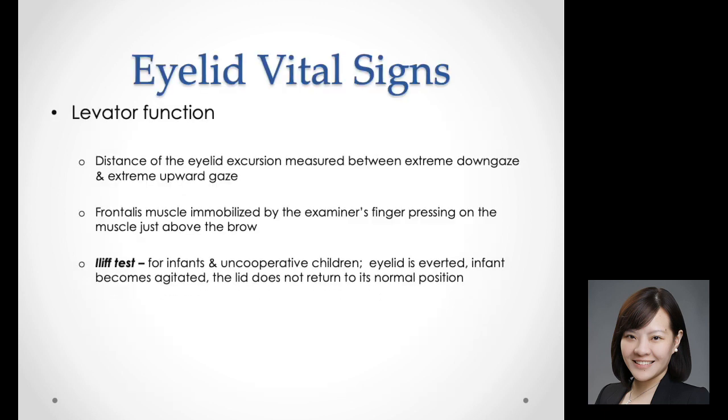Now for infants and uncooperative children, you cannot do the same thing as you did earlier. There is such a thing as the eyelid test. When you avert their eyelids so the infant becomes agitated, if the lid does not revert back on its own to its normal position, then poor levator function is certain. If you want to do that to your younger patients. So again, the levator function determines the surgical approach for treatment.